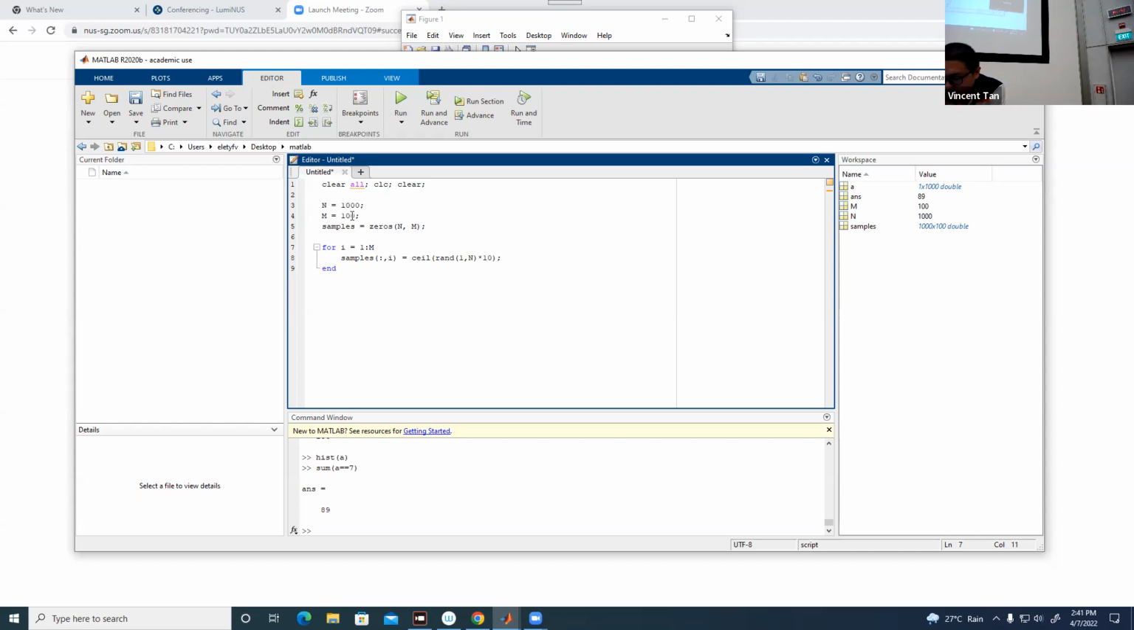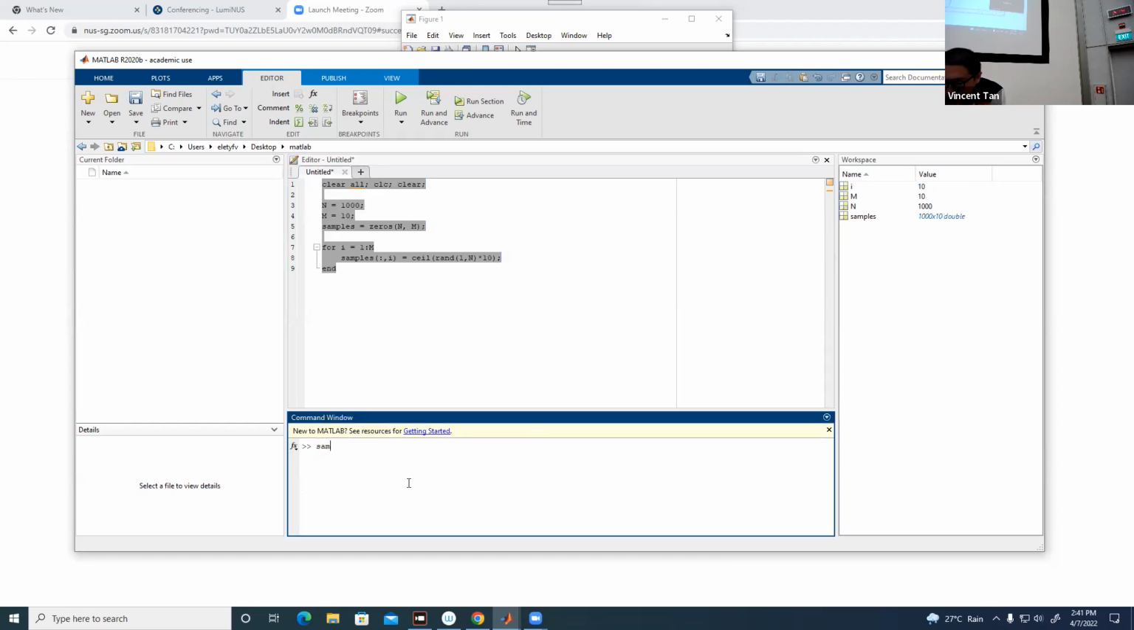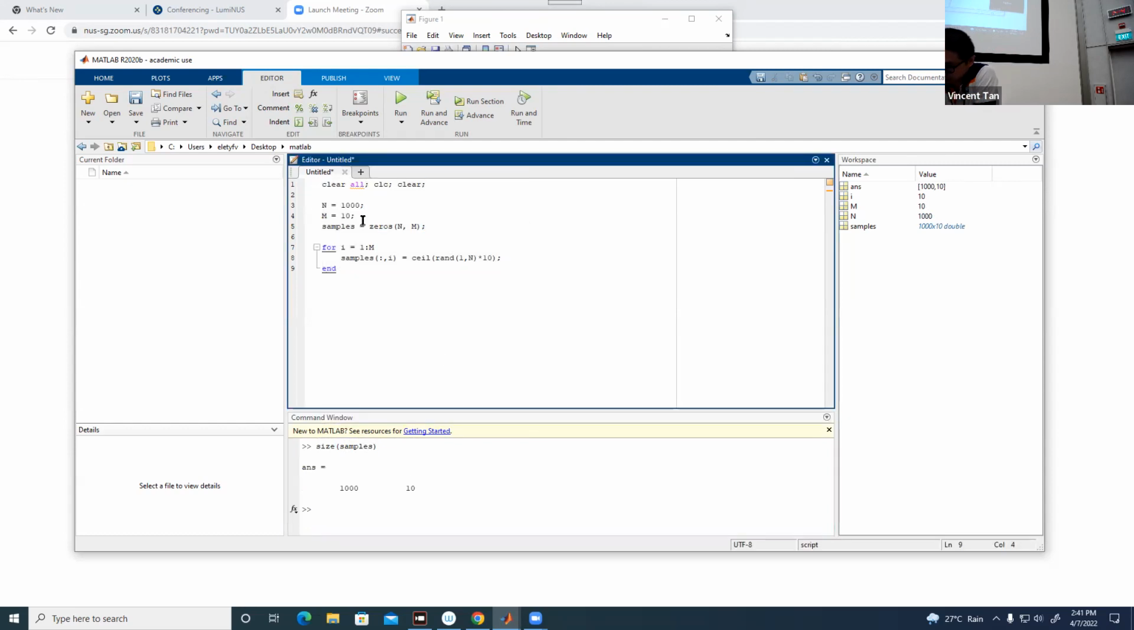Okay, so let's say this is a bit smaller, 10. You can see that this is a matrix here. Samples is a 1,000 by 10 matrix. I'm just basically doing this many times. Okay, so now, what do you think will happen if I do this? Okay, so what is happening here?